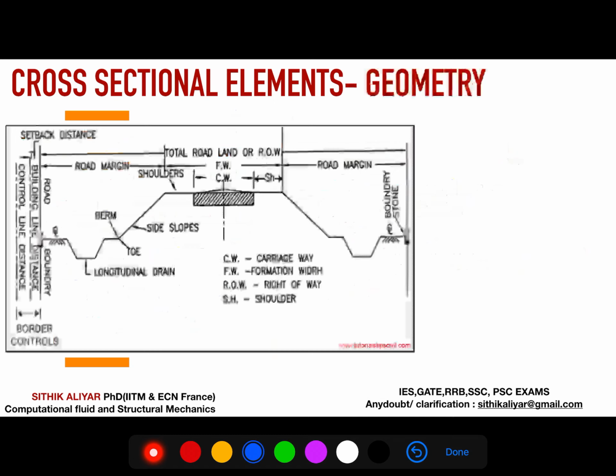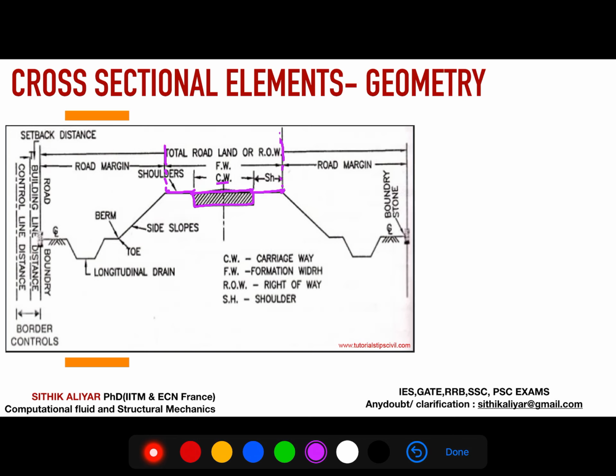Okay, so you see the cross section. First you try to understand the cross sectional elements that are available, before going into the subject. So this is CW, you can see the figure, you can pause and see this, or I will try to explain. This is CW, the carriageway, and this is the shoulders. This is the right of way. Right of way means I have a right over this road. The carriageway is not only the road, the carriageway up to the shoulders, they have rights. So the area of land acquired for the road is this much.